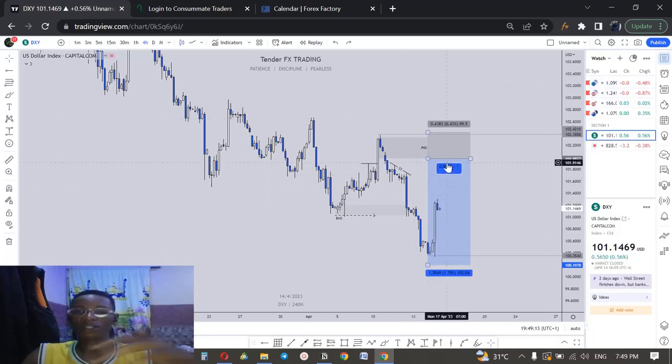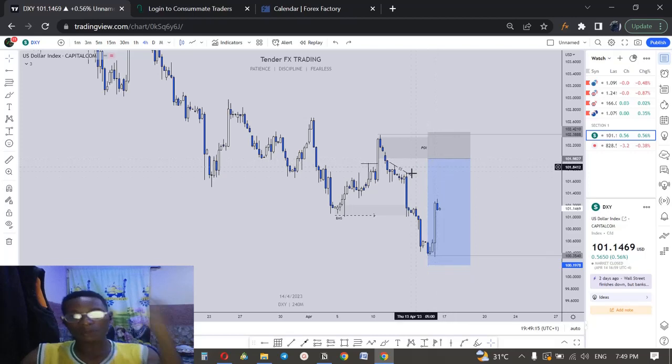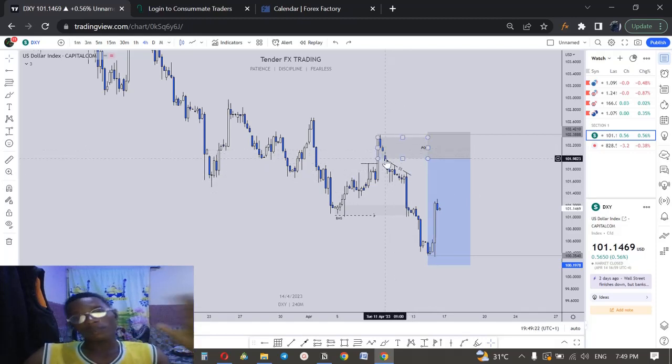So once price gets to this zone right here, this is where I'm looking for a sell. You can see we have a form of imbalance right here. We have an imbalance here. We have a dynamic liquidity here. We also have a bunch of inefficiency resting right here.